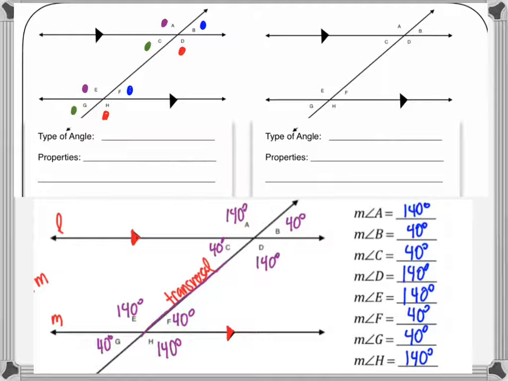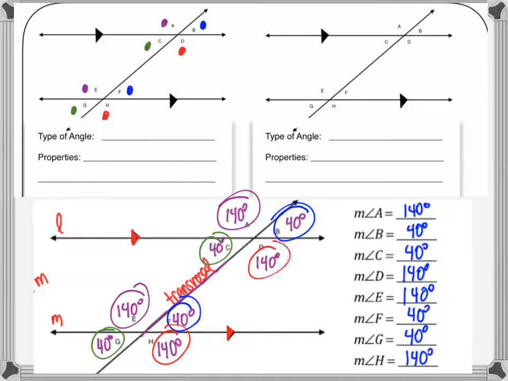So let's look at the blue. We got a 40 and a 40, right? We got a 140 and a 140. We have a 40 and a 40. And we have a 140 and a 140. So it looks like corresponding angles, if I were to write out what is telltale of them, or what exactly they are going to do, is that they're going to be equal to one another, okay?